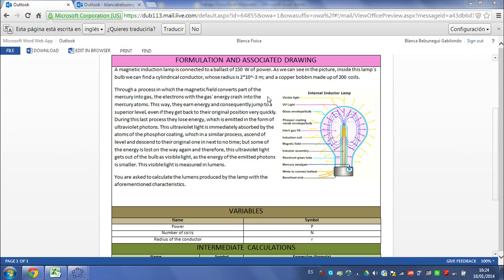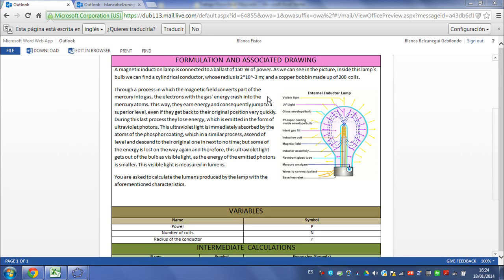Through a process in which the magnetic field converts part of the mercury into gas, the electrons with the gas energy crash into the mercury atoms. This way they gain energy and consequently jump to a superior level, even if they get back to their original position very quickly. During this last process, they lose energy, which is emitted in the form of ultraviolet photons.